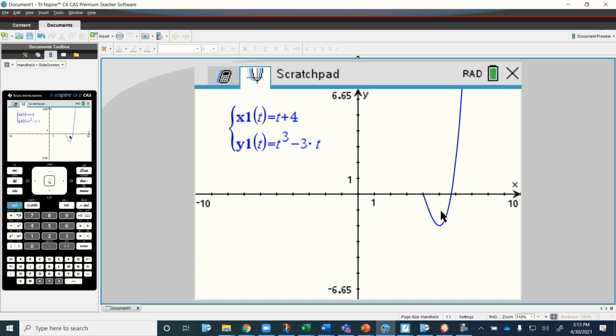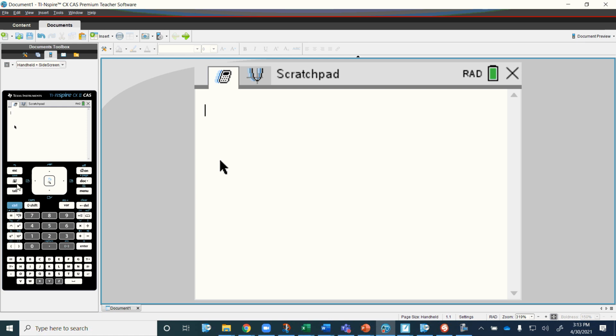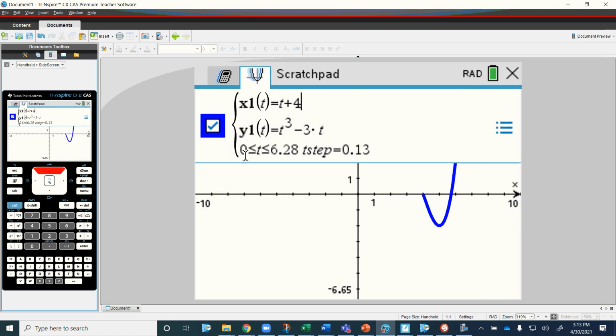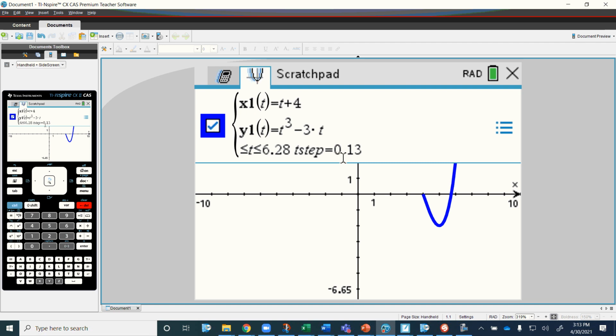We have that function. So here I see the point (5, -2), which was when t was equal to 1. But what about the negative 1? Well, I'm not seeing anything. Let's change our t value here and see if that will help. So again, let's change it back to negative 2 pi, just to give us room.